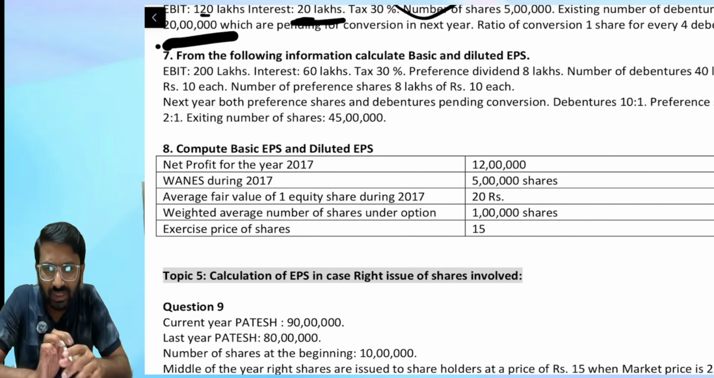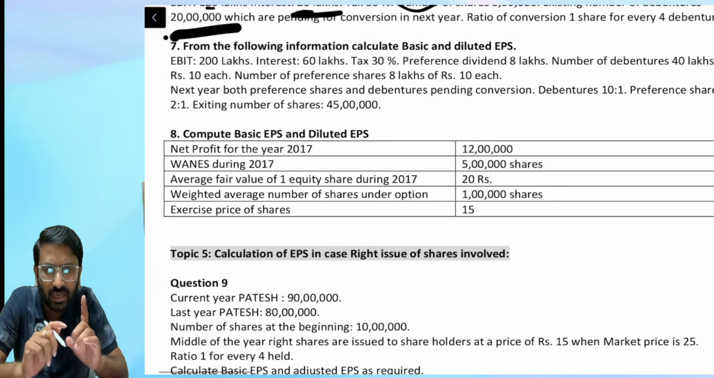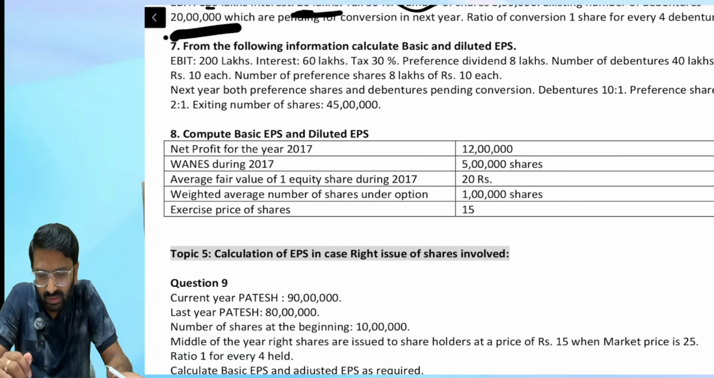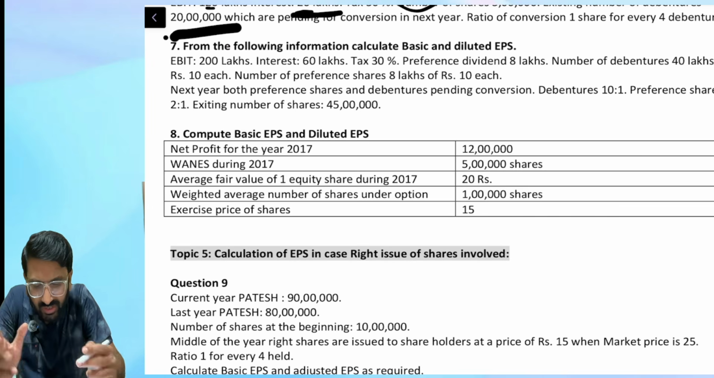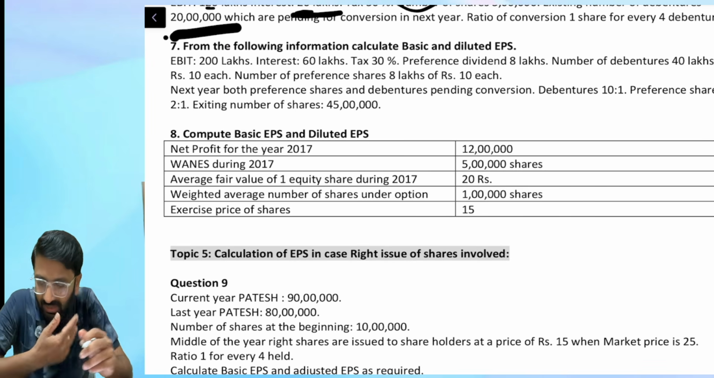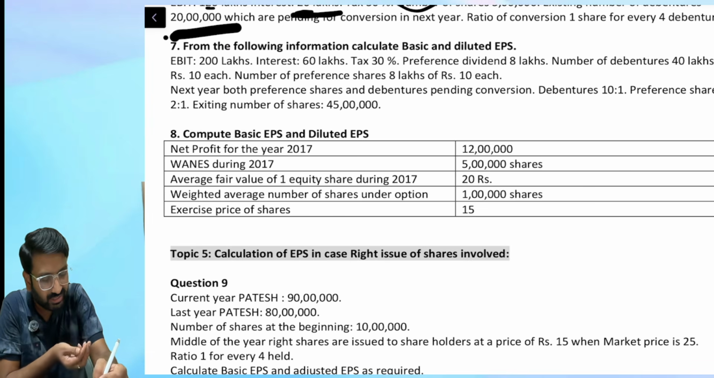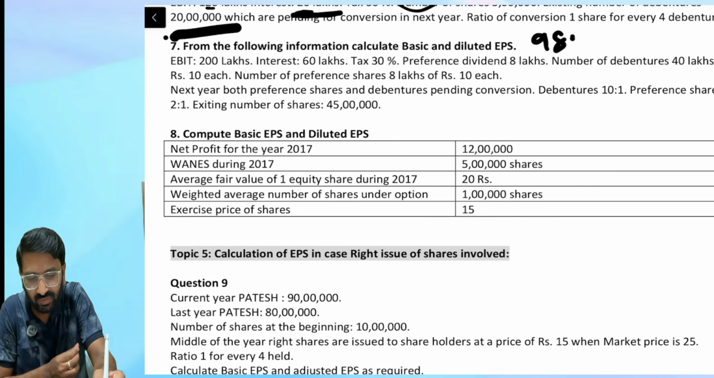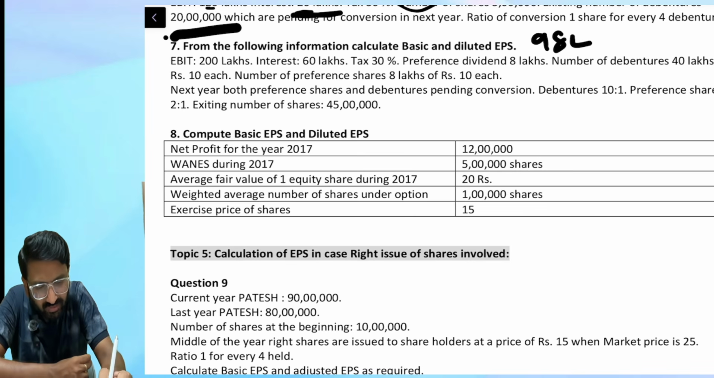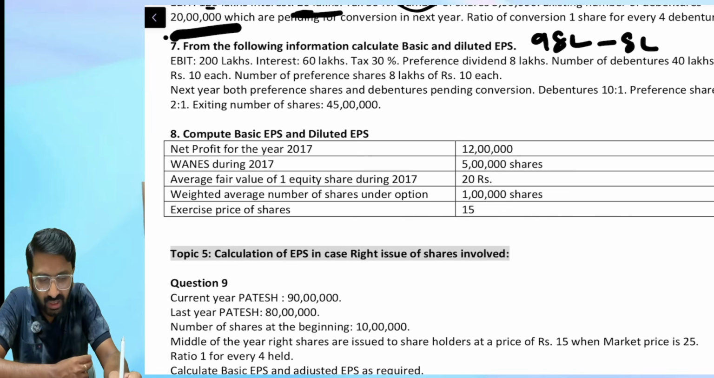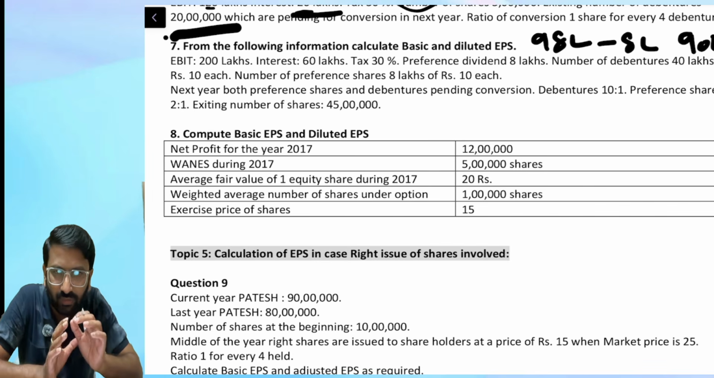From the following information, calculate basic EPS and diluted EPS. EBIT 200. We have interest 60, so EBT 140. Tax 30%, so 30% of 140 is 42; if you remove that, 98. 98 lakhs will be PAT. Preference dividend is given; if you remove 8 lakh, that will give you profit available to equity shareholders, 90 lakh.